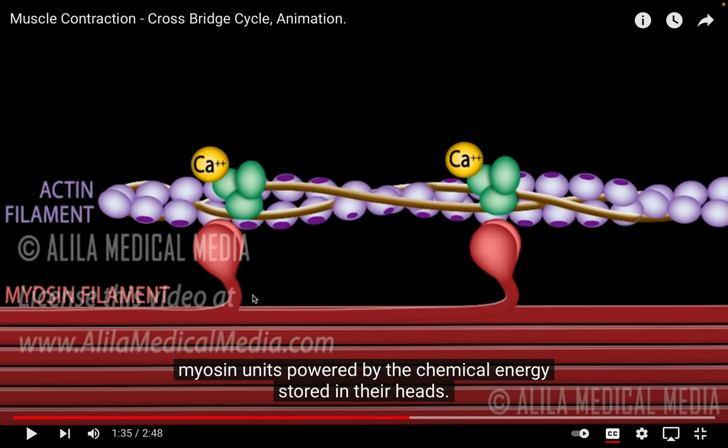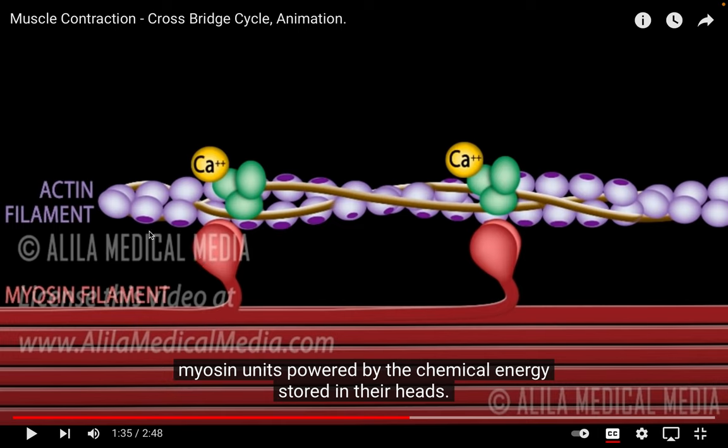So what do we need to know? You need to know that myosin requires ATP. You need ATP to have the energy for these myosin heads to pull on this actin. And you could see here, calcium acts as an initiator to open up the binding sites.